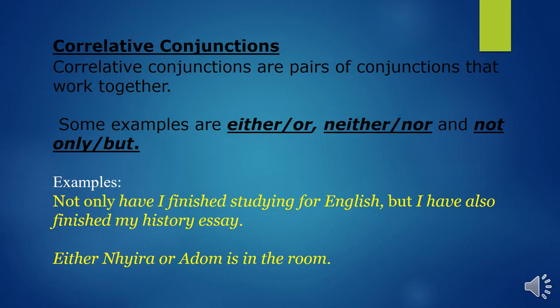So wherever you see either, the relative or the partner is or. So either or. That is how they are used. They are used in pairs. So either or, neither nor, and not only but. Because they move in pairs and they are used in pairs, that's the name correlative conjunction. So they correlate, they move together. All right.